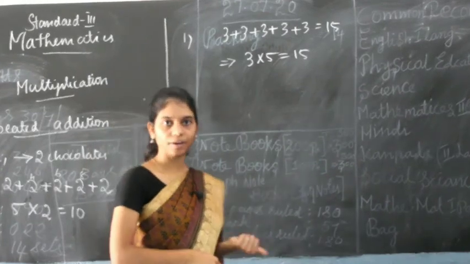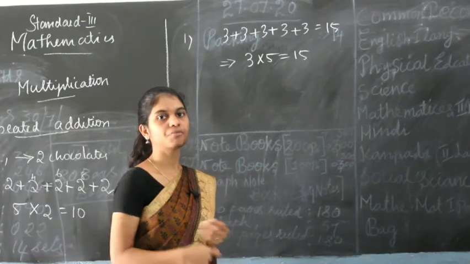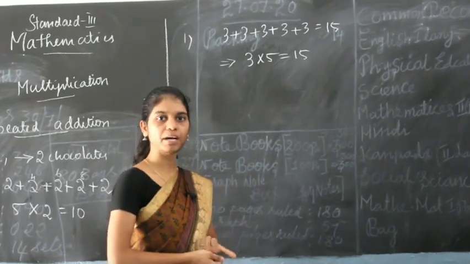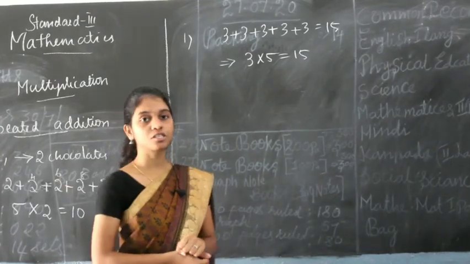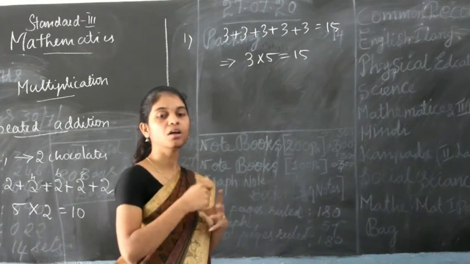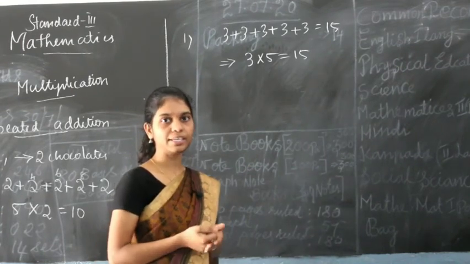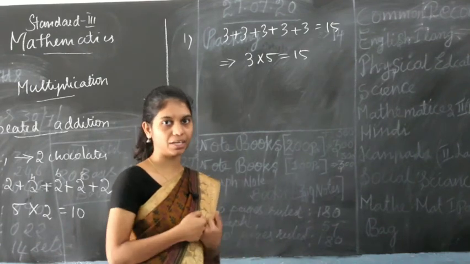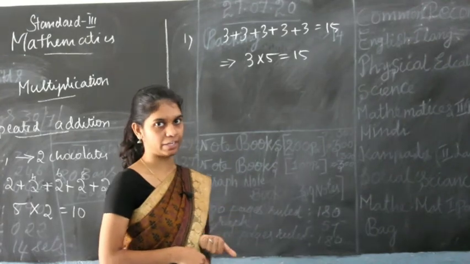So this is what makes us learn tables. If you learn tables, calculation will become easier. Like I said, multiplication is repeated addition. You are adding the same number more than once. For addition it is lengthy, but for multiplication it is easier. That is why we use multiplication.